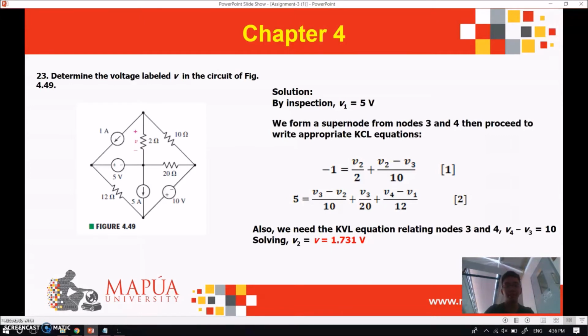We have two equations, which are negative 1 is equal to V2 over 2 plus V2 minus V3 over 10, and the second equation, which is 5 is equal to V3 minus V2 over 10, plus V3 over 20, plus V4 minus V1 over 12. After that, we need the KVL equation that relates nodes 3 and 4, which is V4 minus V3 is equal to 10. Solving for that, we obtain V2, which is V, equal to 1.731 volts. So the final answer is 1.731 volts.